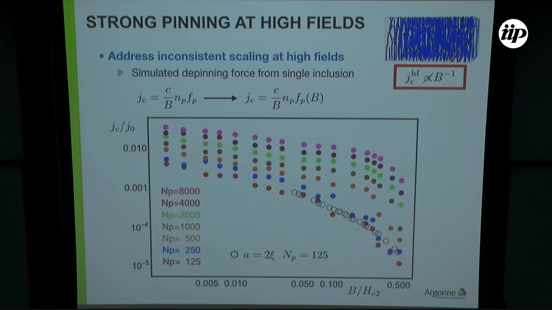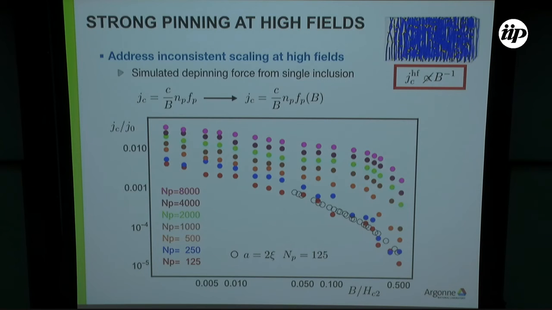And if we scale this from the one-defect simulation up again to the lowest density simulations of 125 defects, then we essentially just multiply the pinning force. We translate the pinning force of one defect to the effect of 125 defects, and then we see that it explains very nicely this stronger decay than the 1/b dependence.